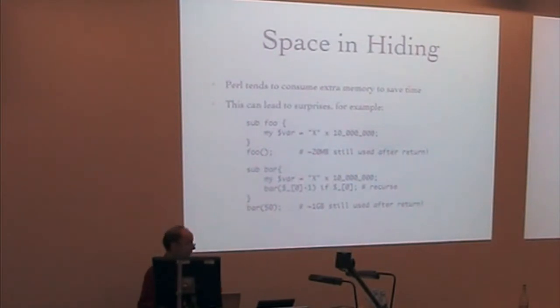What happens if you recurse? Well, here we do the same thing, but then we recurse 50 times. And there's now a gigabyte still being used. Why is that? It's because the lexicals exist in every layer of recursion. So there's a vast amount of memory sitting there that you just can't see.